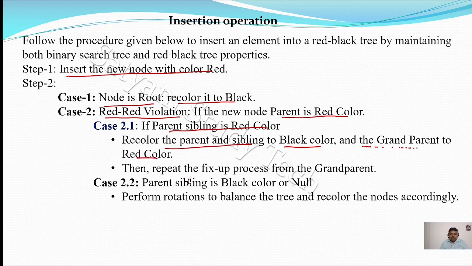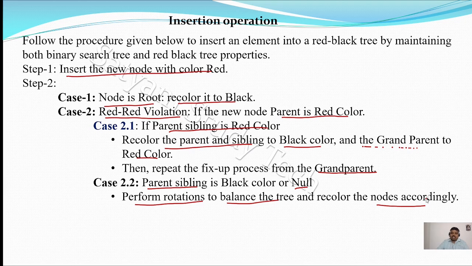Then repeat the process from the grandparent. If the grandparent is the root node, leave it as it is, the black color. Otherwise it can change the color black to red. Okay, the second case is when the parent's sibling is black color or null. In that case, perform rotations to balance the tree and recolor the nodes accordingly.